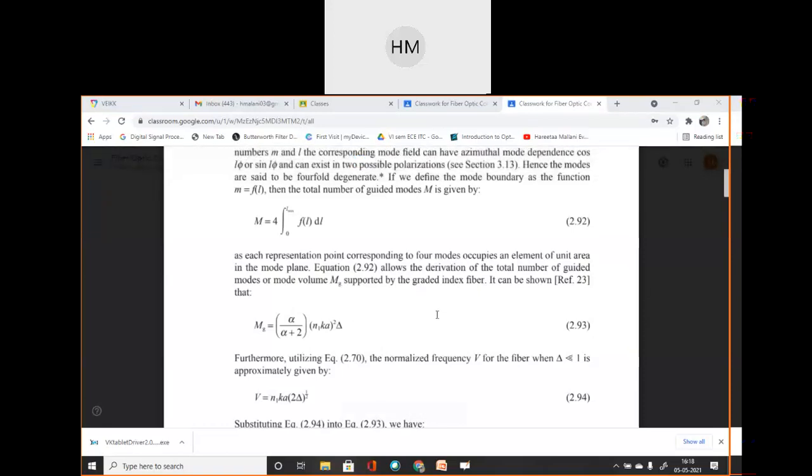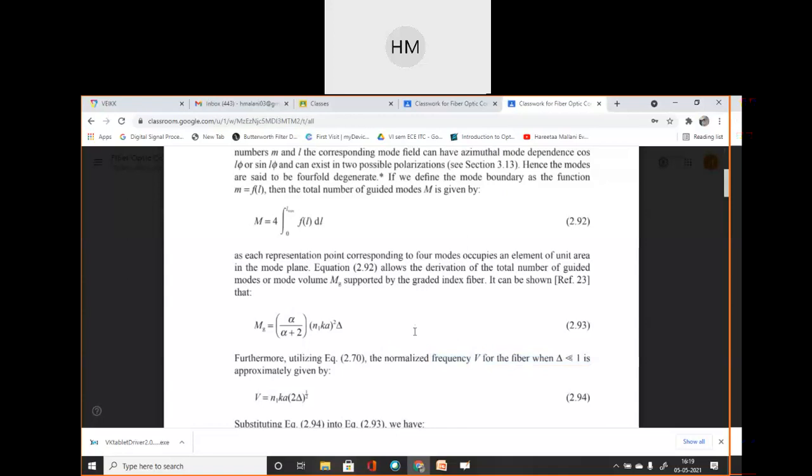Finished? Now the normalized frequency V, or it's nu, for the fiber when del is very much less than 1, is approximately given by V is equals to n1 ka in bracket 2 del to the power half. Okay, students. So this is the value of normalized frequency for graded index fiber.